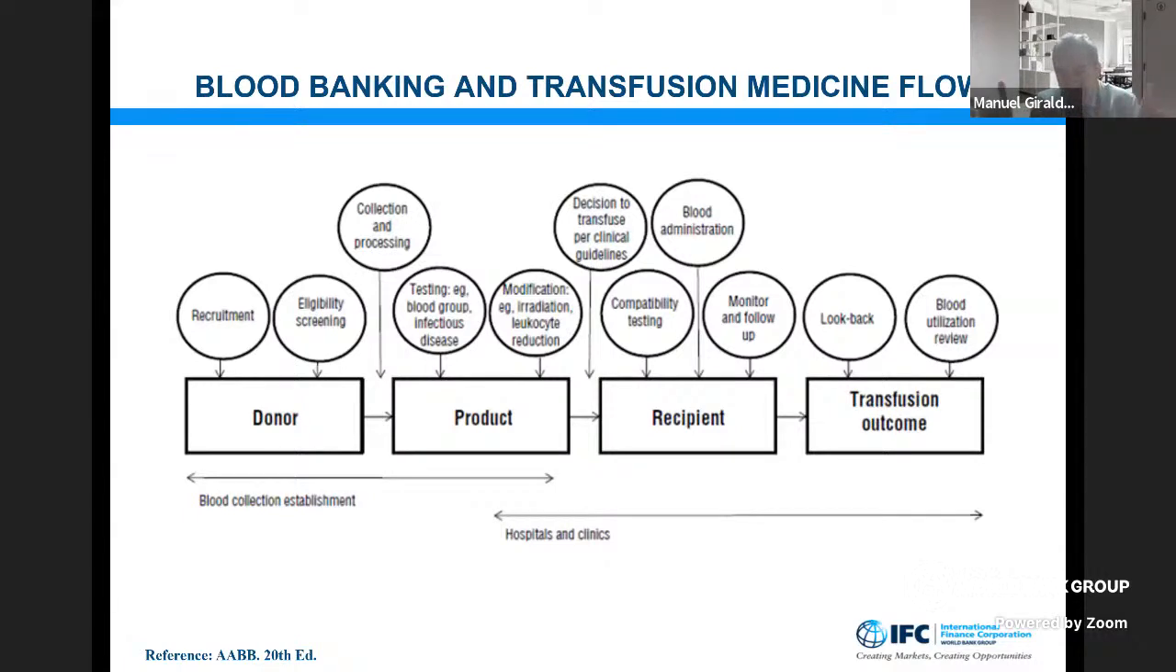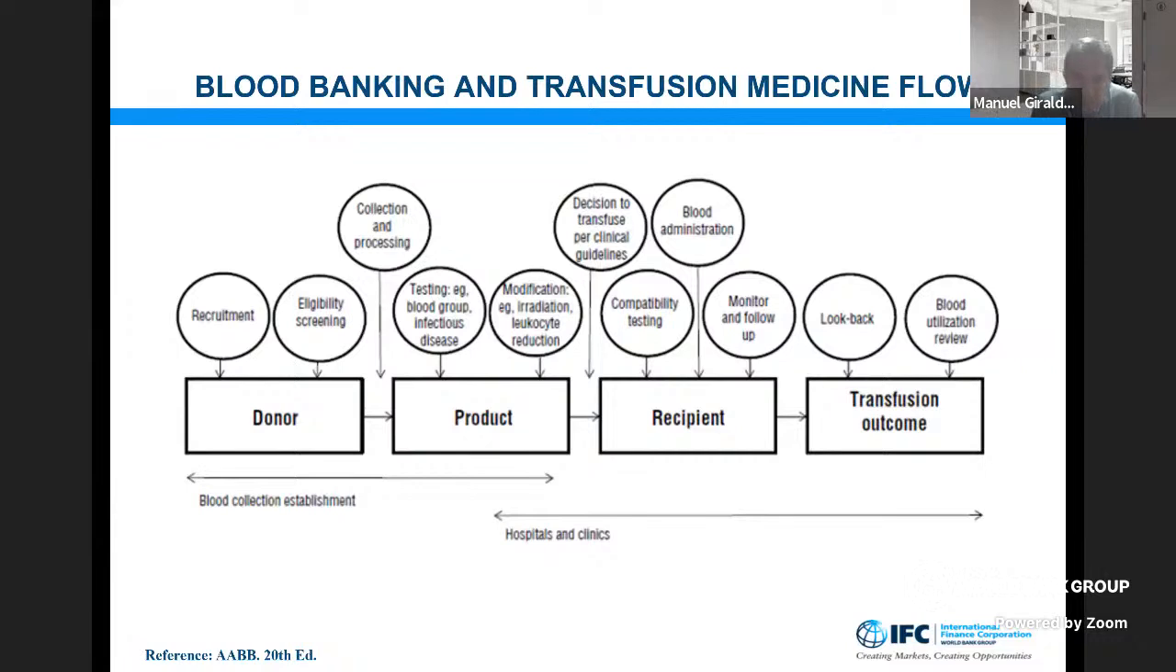So it's a very complex process, and at any of these elements, any of these stops or components, something wrong could happen. At the end, obviously, you could transfuse the wrong blood to a patient, or you could give more blood, or you could even give blood with an infectious disease if it's not done properly.